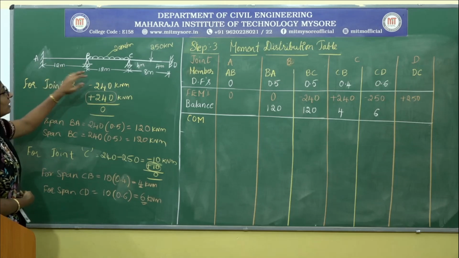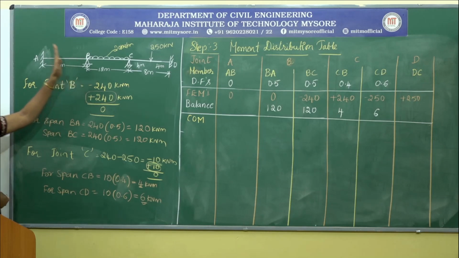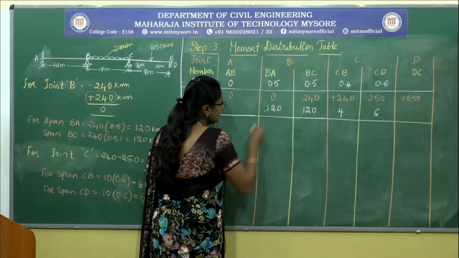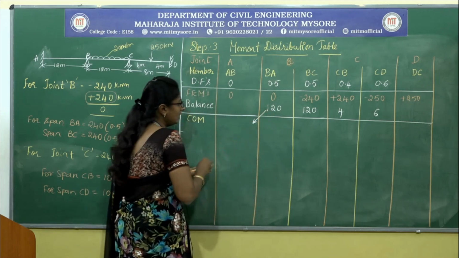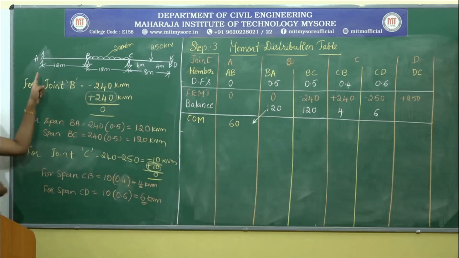So, for span BA, this 120 kilonewton of moment is applied. Therefore, half of the moment is transferred to the other end. The other end is A. So, half of its moment is 60. Half of its moment is transferred to the other end, which is joint A, since this end is fixed. If this end is other than fixed, either it is roller or hinge, then the transferred moment will be 0.